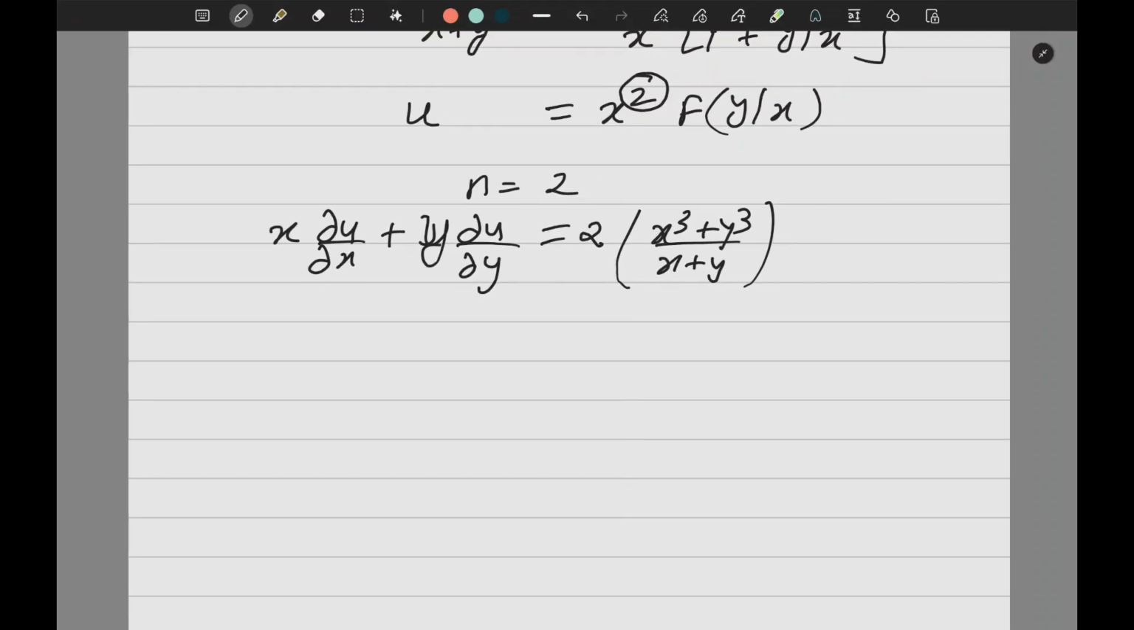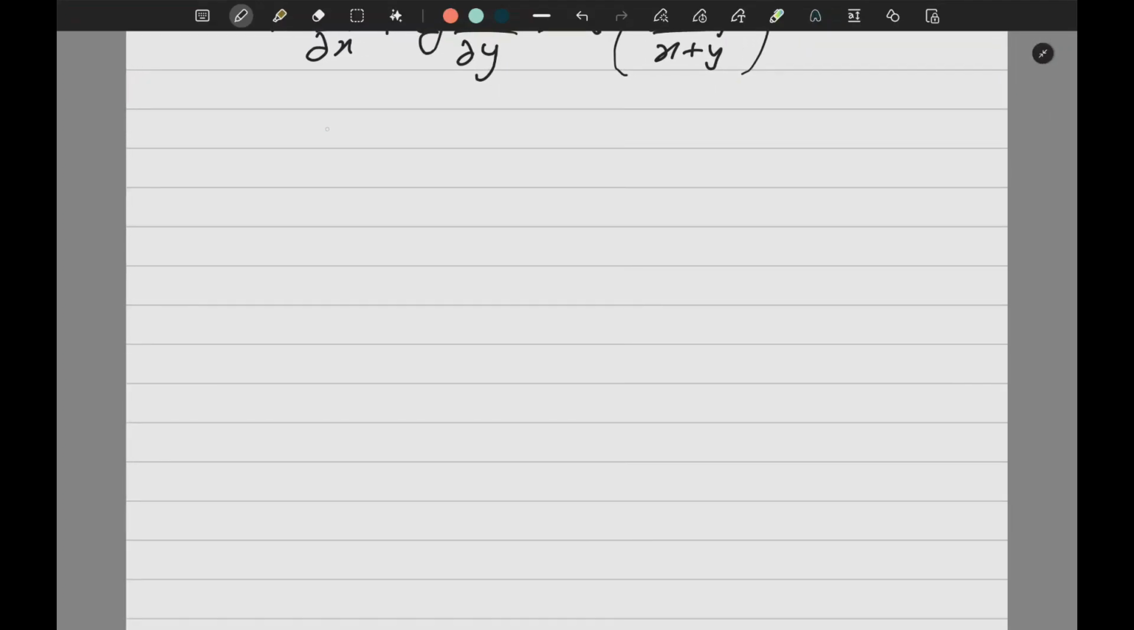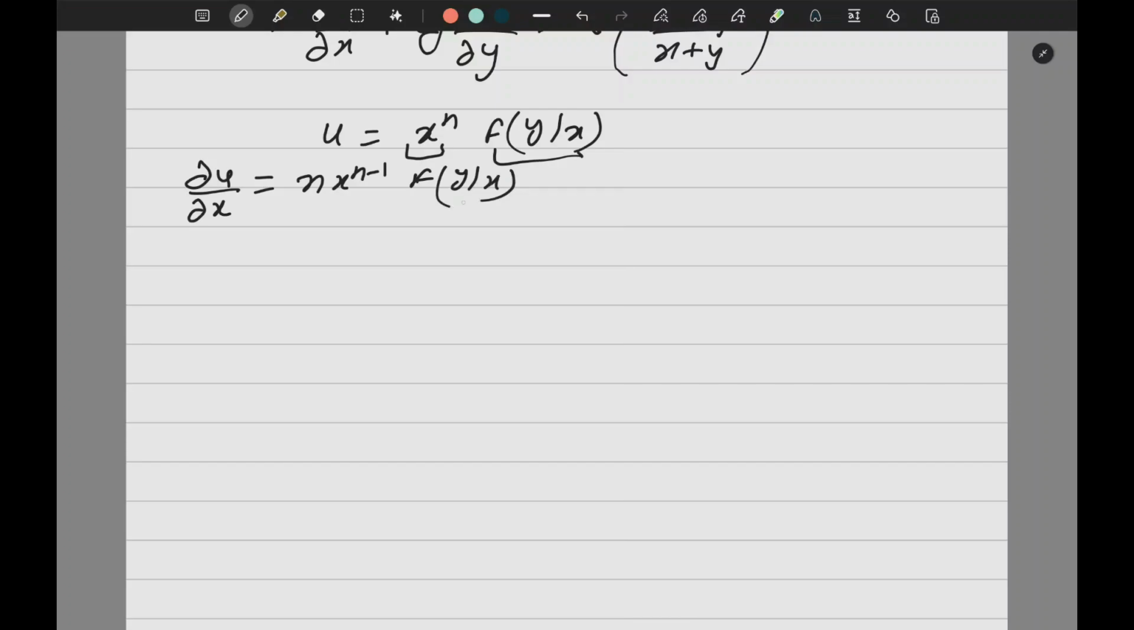We can easily prove Euler's theorem. See how we will prove it if u = xⁿ f(y/x). So what is ∂u/∂x? I will do simple differentiation and apply the product rule. So n xⁿ⁻¹ f(y/x) plus, now differentiation of this part, f'(y/x) times −y/x². Correct? Now I have to multiply this by x.